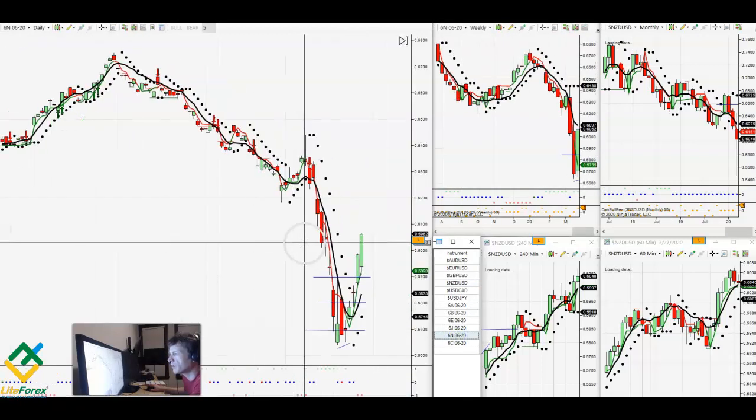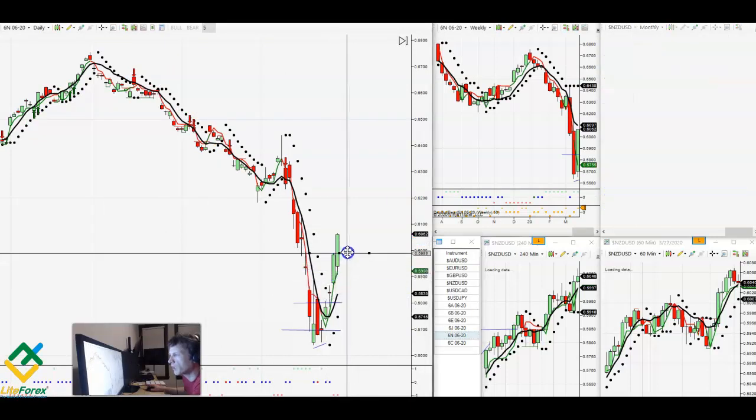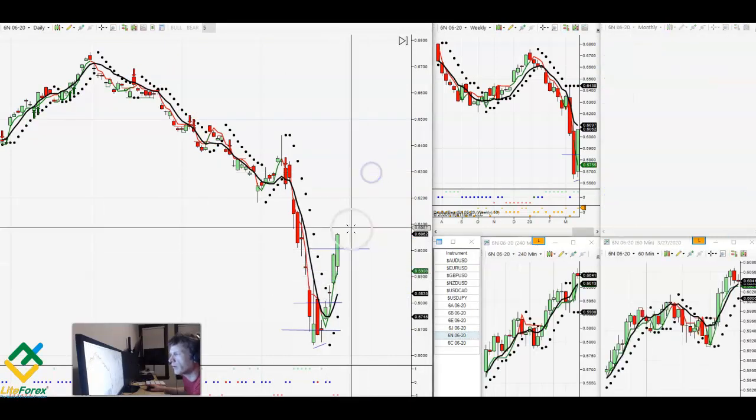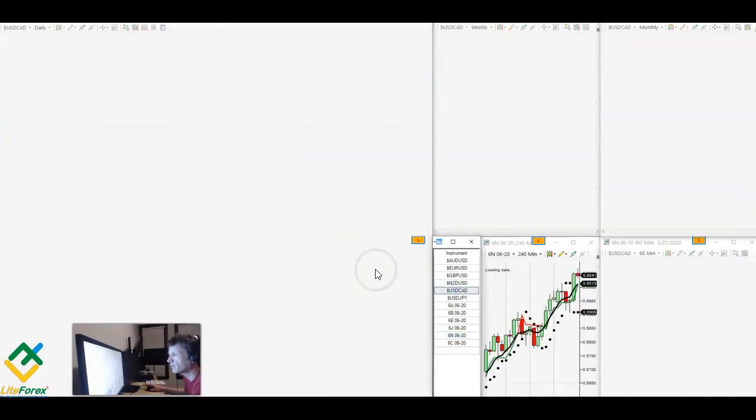Let's look at the New Zealand futures. Same type of thing. 60.00 is going to be the support. Let's see if it can hold and continue this run, but it's really due for a pullback. Everything looks like it's ready to pull back.